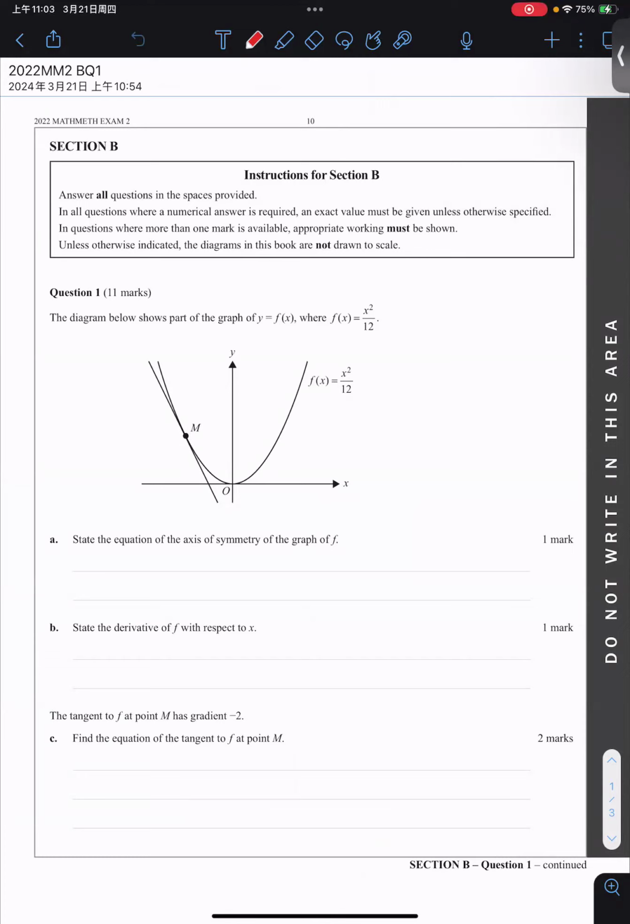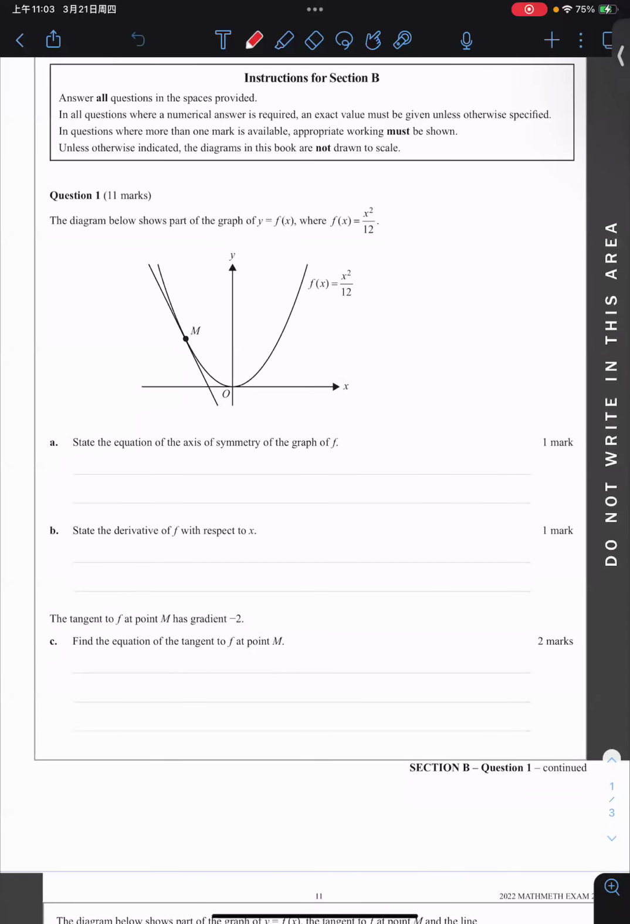Let's start. First, the diagram below shows part of the graph of y equal to f(x), where f(x) equals x squared over 12. So let's highlight the useful information first, right? The expression of the function. And we have a graph directly, obviously it is a parabola, and we have a tangent line.